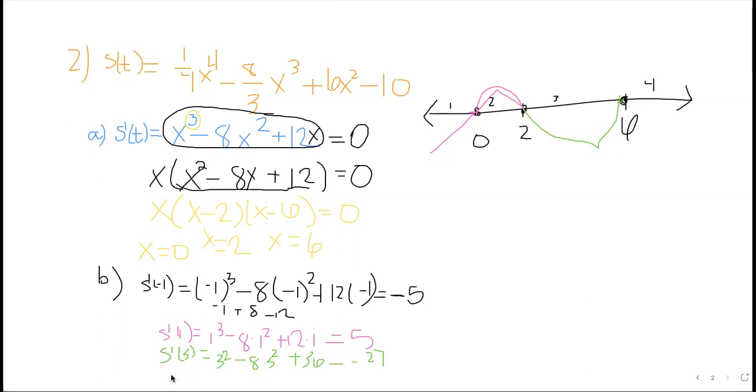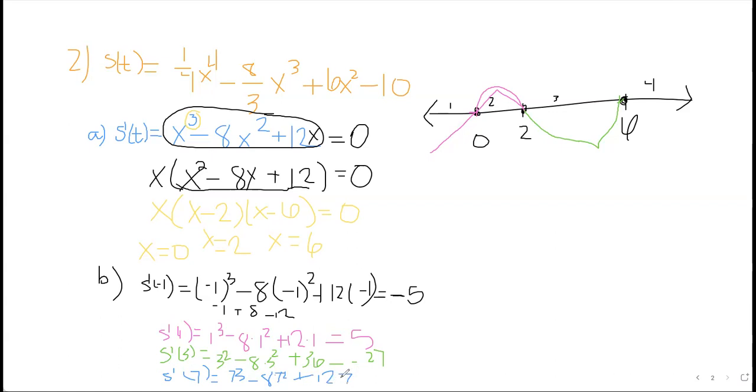All right, and then the last thing we need to test is what is happening above 6. So let's just go ahead and test 7. I'll tell you right now, it's a pretty big number, because 7 to the 3rd is pretty big. So 7 to the 3rd, and then minus 8 times 7 squared, plus 12 times 7.